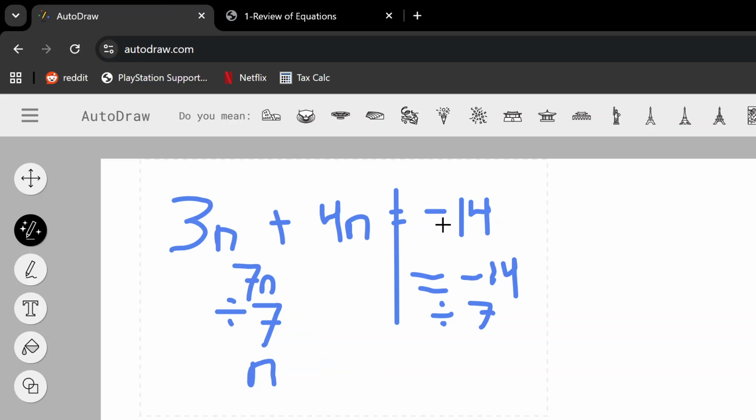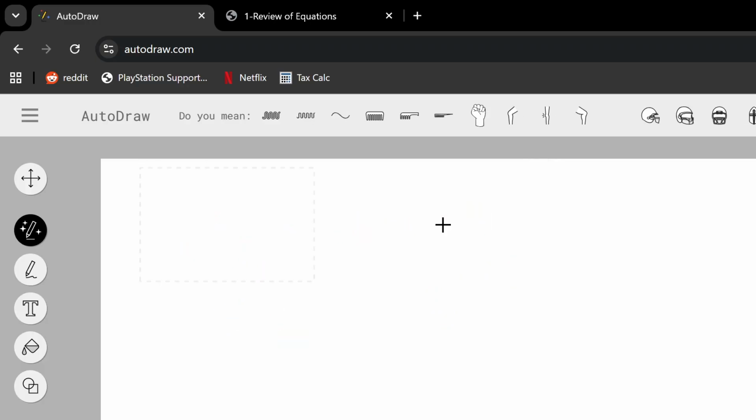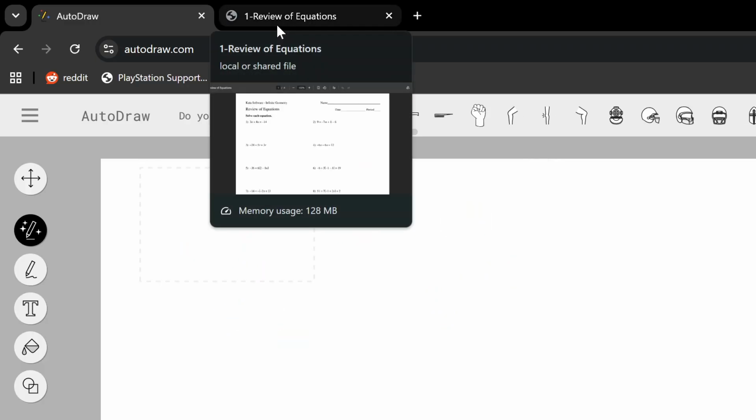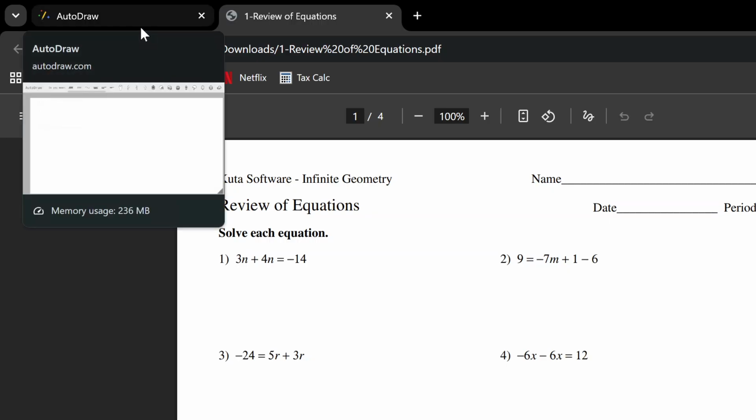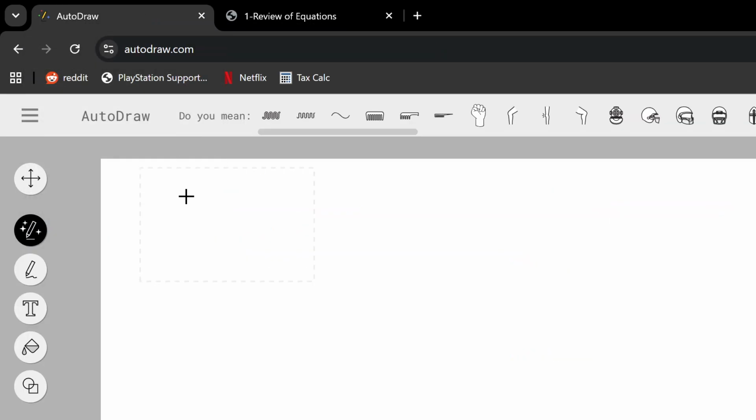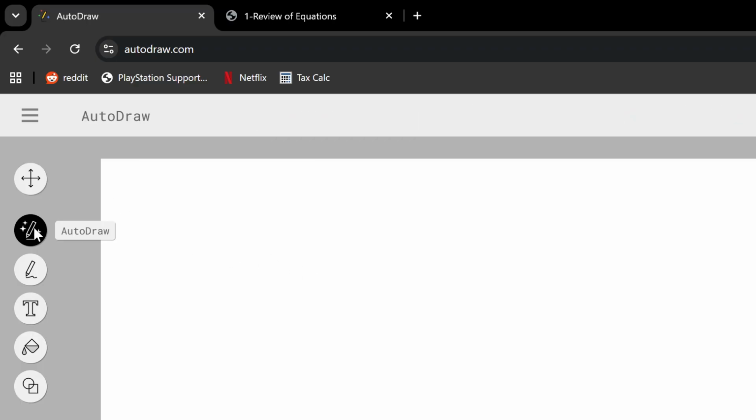Cool. Let me clean this up. All right, what's the next one? This is a little tricky one, but it's still very capable for you. So we're gonna do it. Let's move this quick.